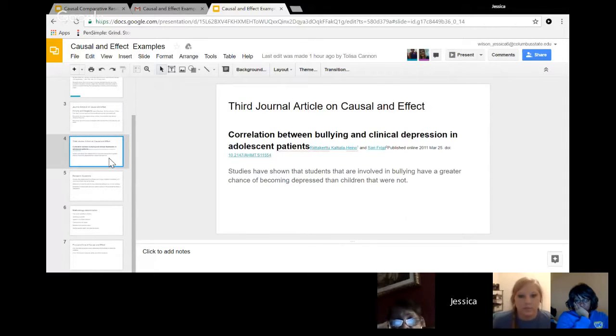And the third journal article of cause and effect was about the correlation between bullying and depression amongst adolescents. Studies show that students who are involved in bullying have a greater chance of becoming depressed than children who were not, which I guess is self-explanatory. If they display bullying, then they are going to fall into depression more so than kids who were not bullied or did not show bully tendencies.